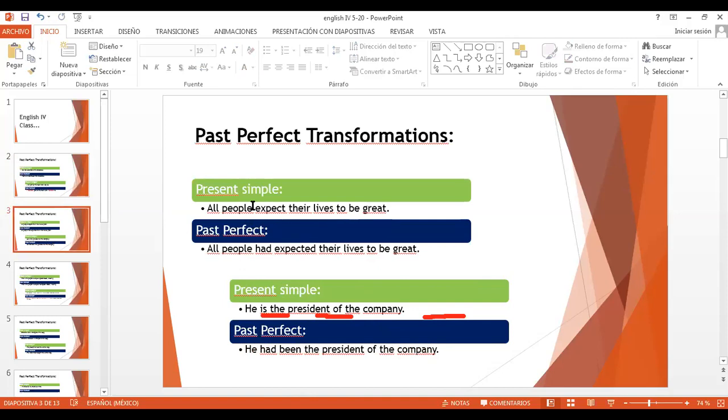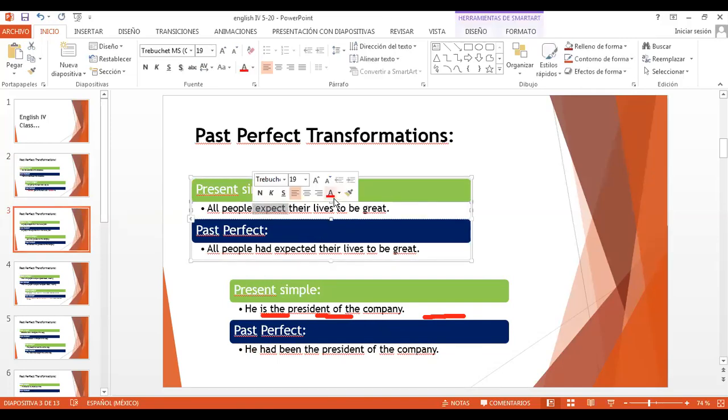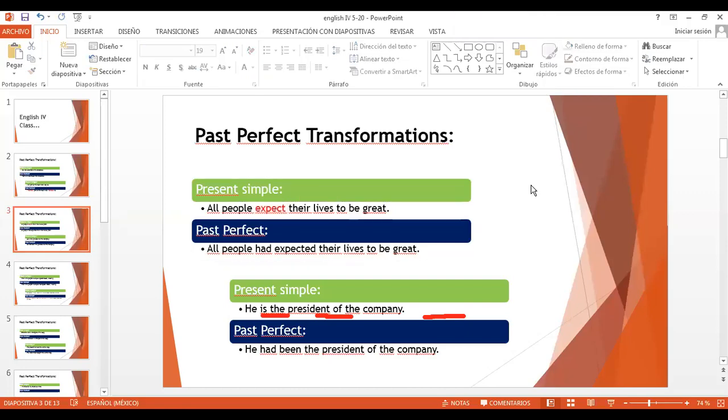Como puedes ver in this other example, all people expect their lives to be great. Toda la gente espera que sus vidas sean geniales. Toda la gente había esperado, perdón, me pasé, had expected their lives to be great. Que sus vidas fueran geniales ya no tiene nada que ver. Ajá. El único esencial es el principio.